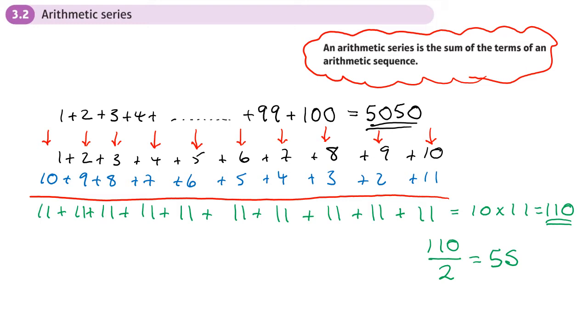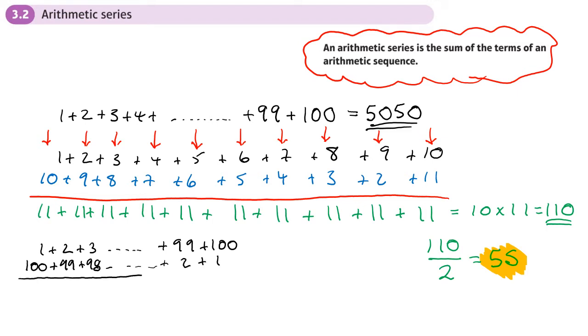Now if you extend that to the numbers 1 to 100, you don't need to write all 100 numbers out. You can just write a few out and see the pattern. So if I've got 1 plus 2 plus 3 dot dot dot all the way up to 100, what would it look like if I wrote that list out backwards? So 100, 99, 98, then this would be 2 and then 1. You can see that each column adds up to 101.